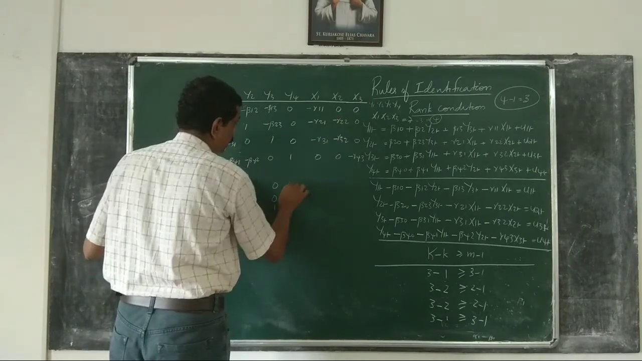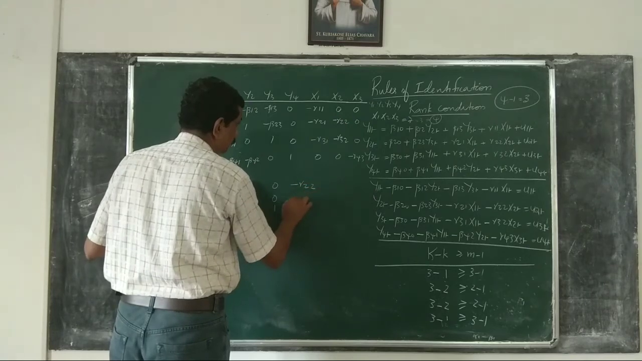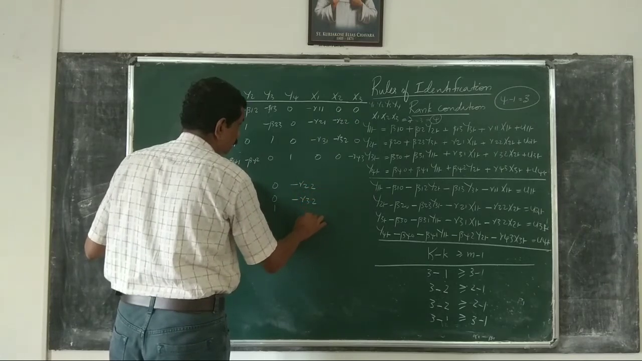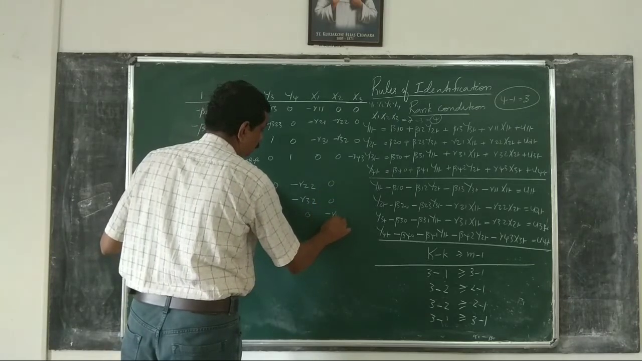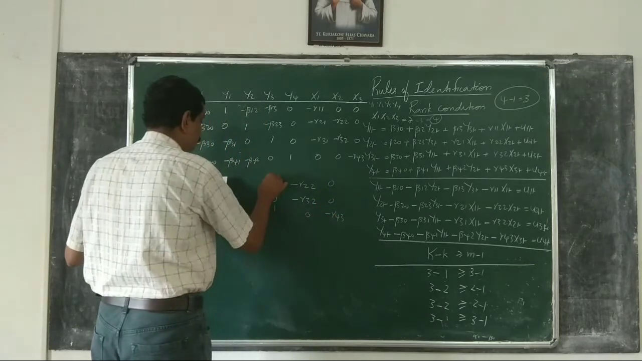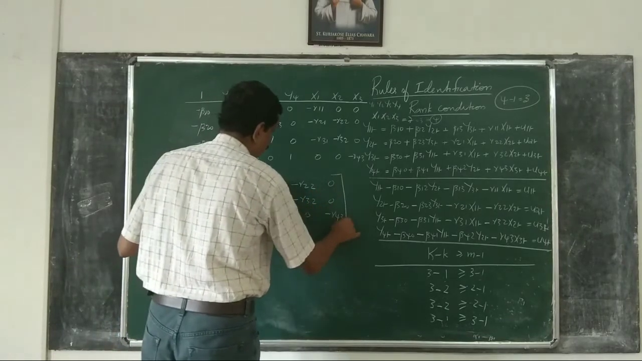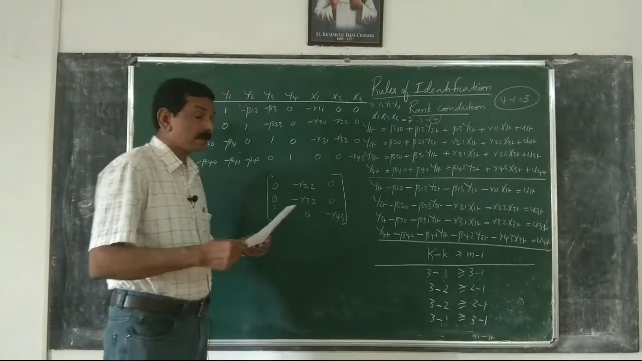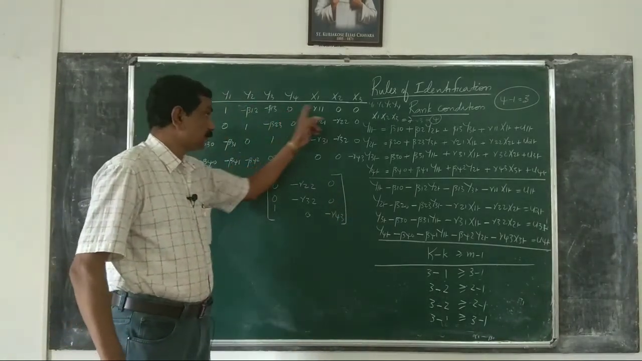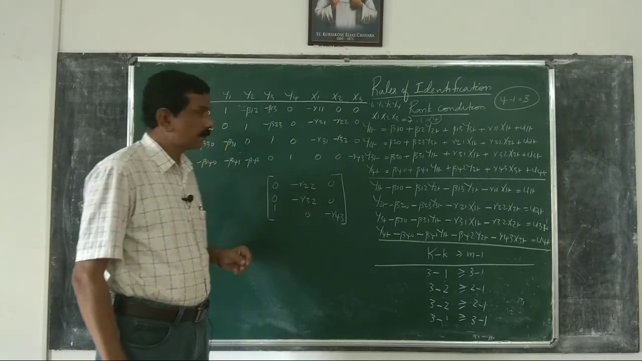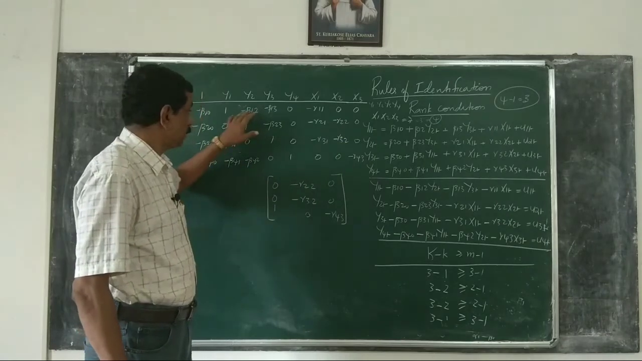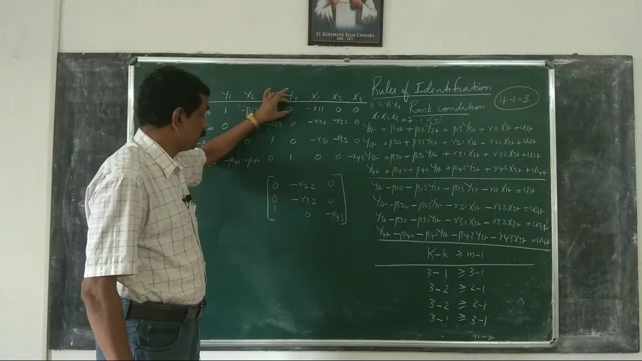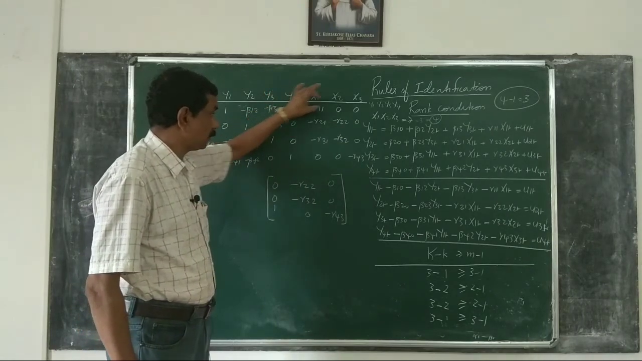Then 0 appears here. Minus gamma 2, 2. Minus gamma 3, 2, 0. Then 0, 0, minus gamma 4. This is the matrix: the matrix of the coefficients excluded from that equation but included in the other equations. If a variable is excluded, its coefficient will be 0.